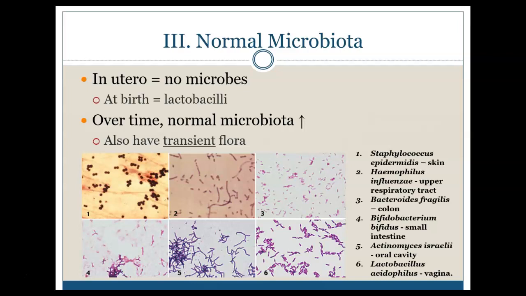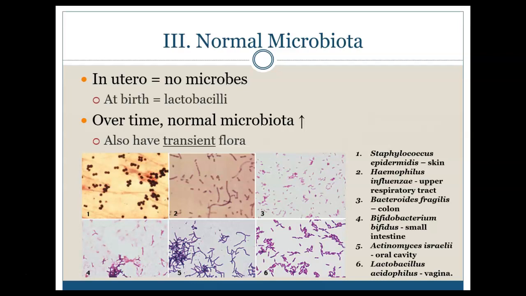You can see some pictures here, some different types of species. These are commonly found in different areas in the body, and again, these are part of our normal flora. So generally, they're not pathogenic. There are times when they can end up in the wrong place and become pathogenic, which we'll discuss in a little bit. Over time, your normal microbiota, your normal flora, increases. Everybody's is going to be a little bit different.